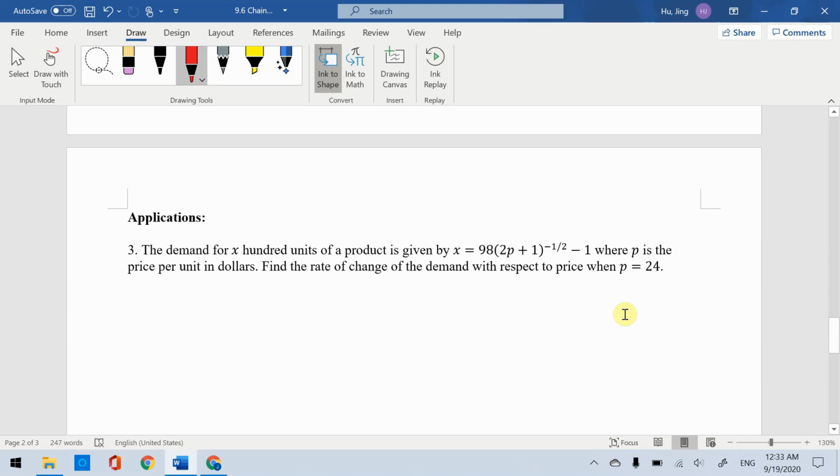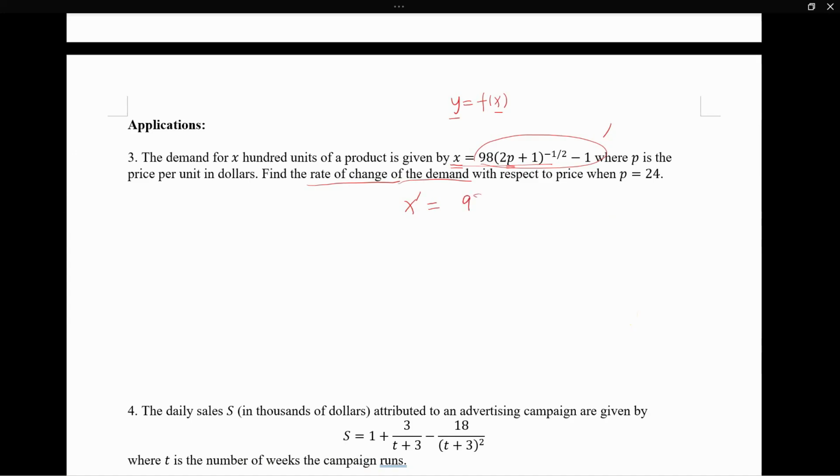Now let's see 2 application problems. Here x is output, input is p. We learned in 9.3, we know the rate of change. So what's the x prime? It's just this whole thing prime, right? We could just do it a little bit slow. So plus 1, here is the minus 1, that whole thing prime. Then here use the constant rule, it becomes 0. So we could just focus on the first term.